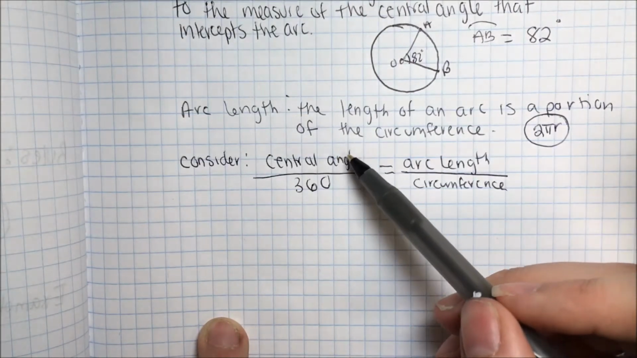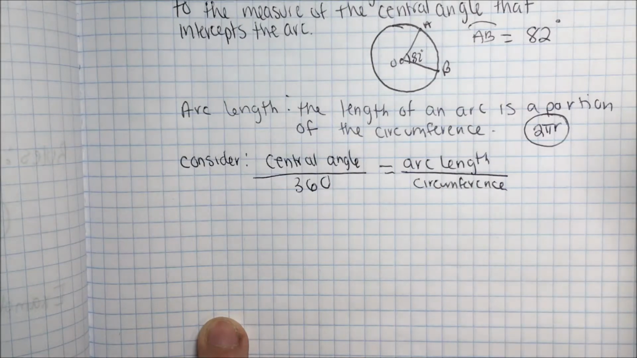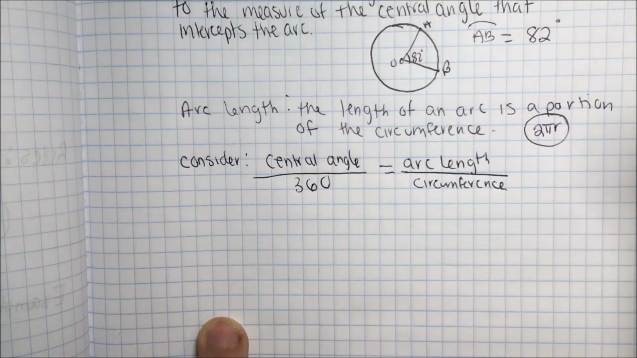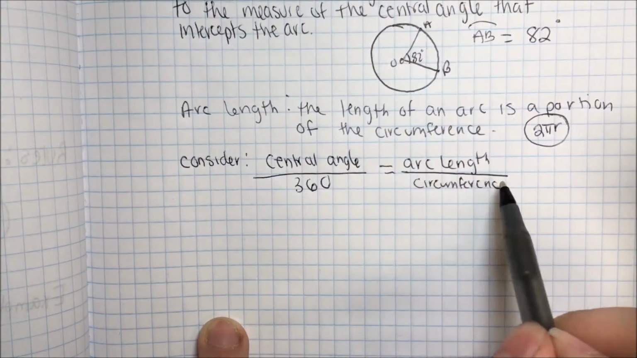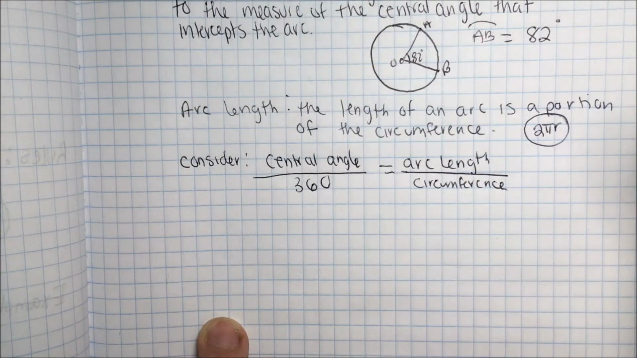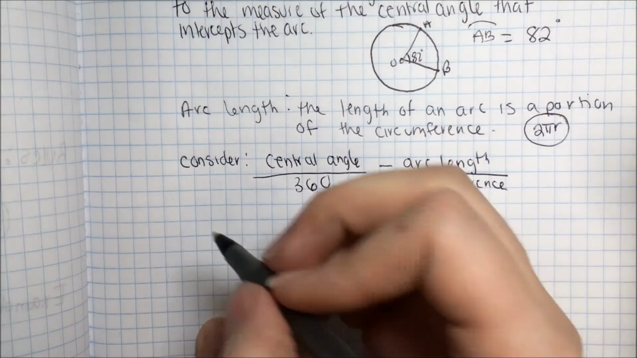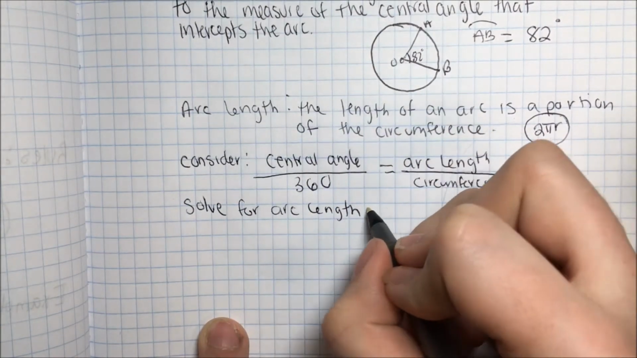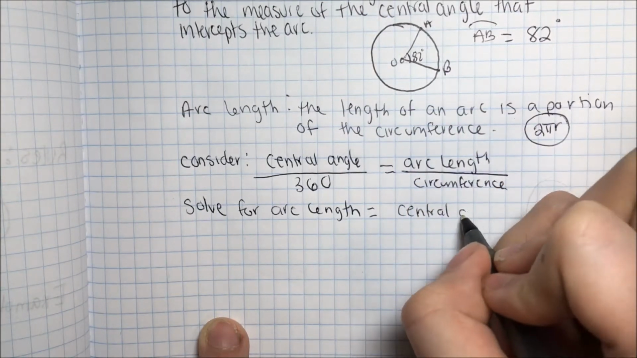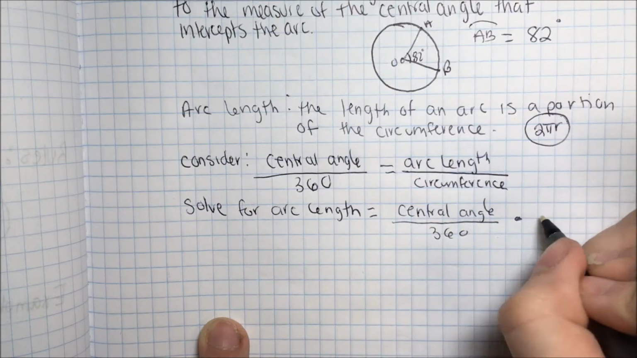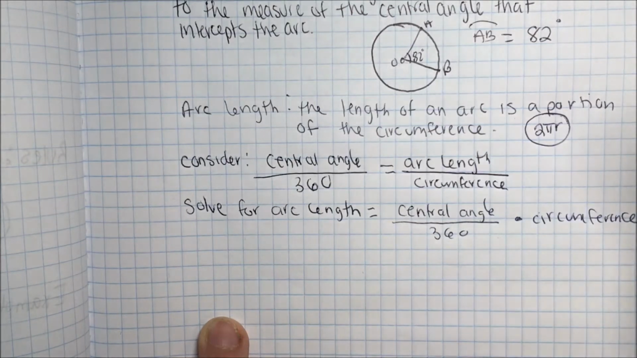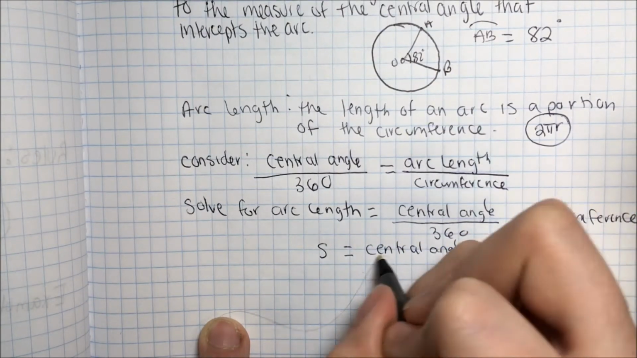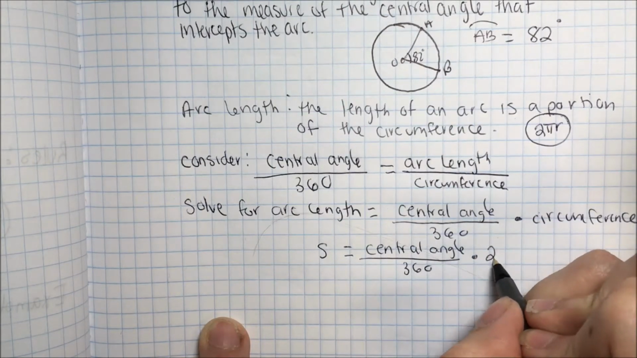So this is also saying that it's going to be part over whole equals part over whole. So the central angle for this would be 82 over 360 because the degrees of a circle is 360. And the arc length would be 82 over our circumference, which would be 2 pi r, where r is our radius if we had it defined. So if we want to solve for arc length, we're going to get this equation. So arc length is equal to the central angle over 360 times our circumference. So this is how we write it. Arc length is represented by S is equal to the central angle over 360 times circumference, which is 2 pi r.